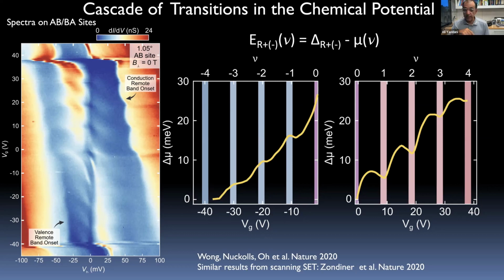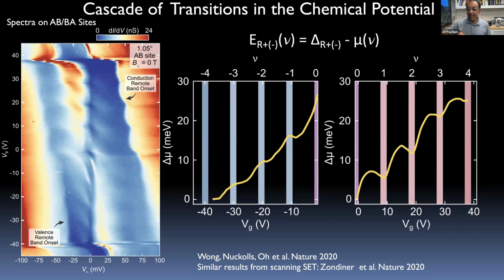If you plot the edge of that band, it behaves in a way that matches experiments using a scanning SET from the Weizmann Institute, where they measured the chemical potential directly. Here we measure it indirectly through the edge of this band. We find that the two data sets look exactly the same.